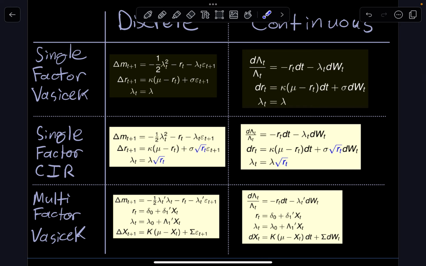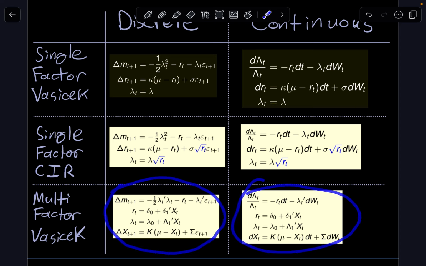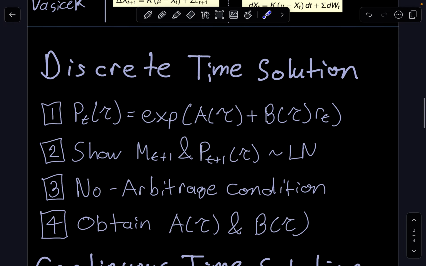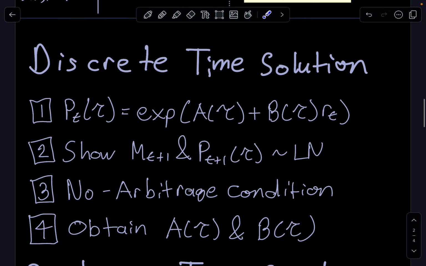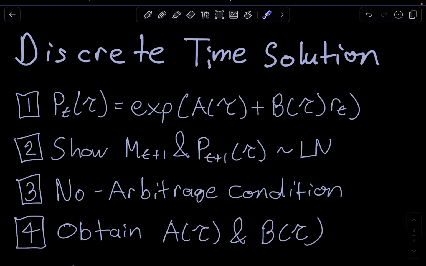For the multi-factor Vasicek model, this is a bit more tricky. Here we have to use linear algebra to do the derivations. You can see those equations here. Let's see, moving on. So these are the methods to solve each of these.